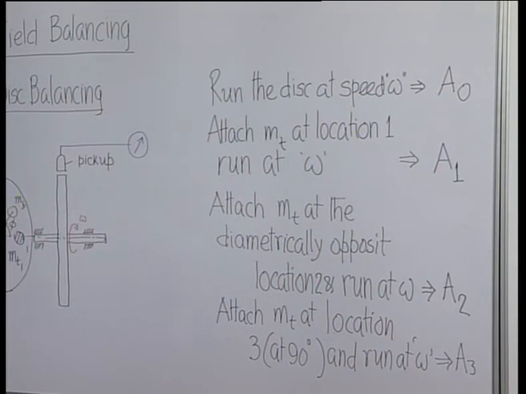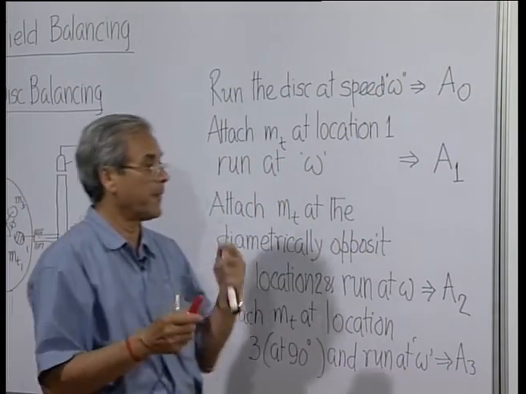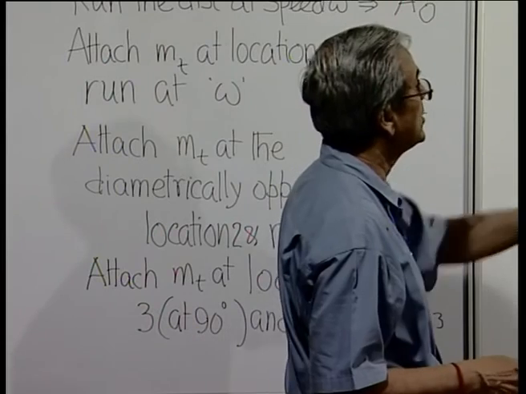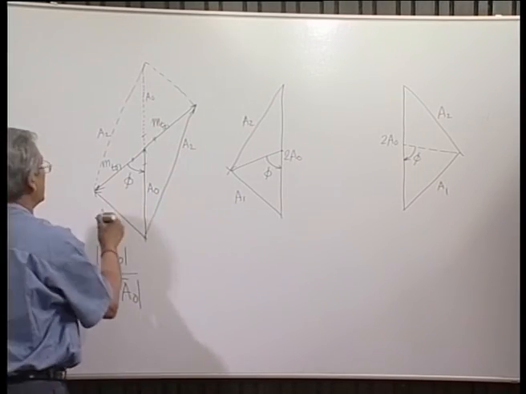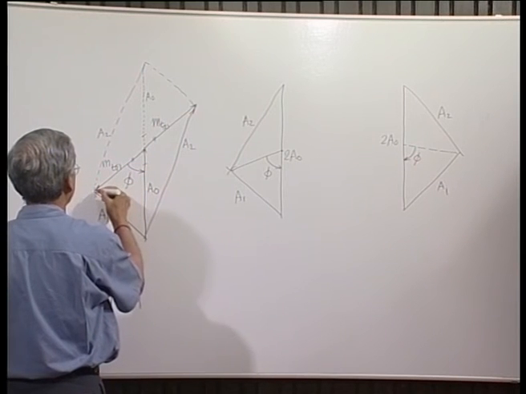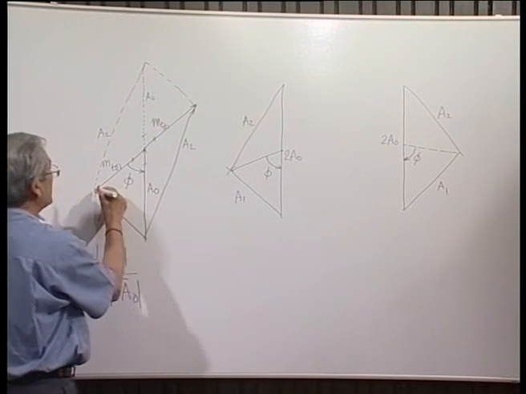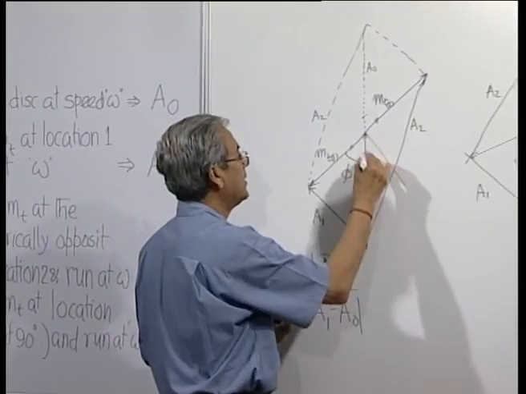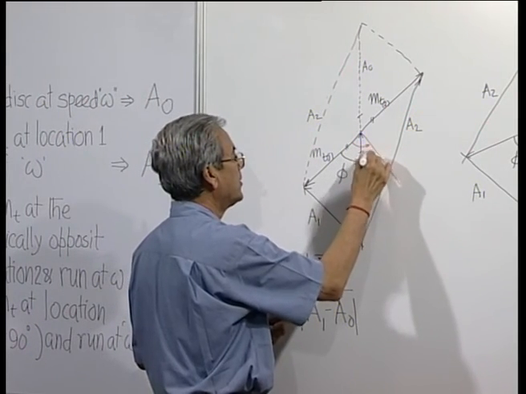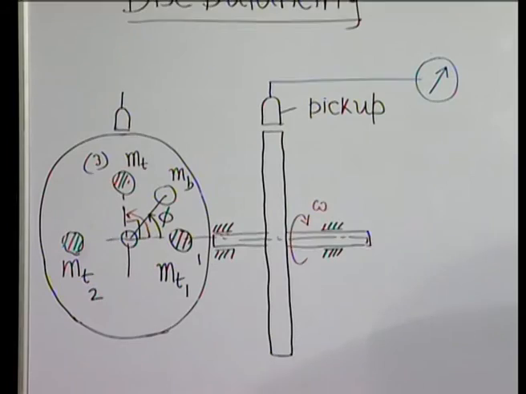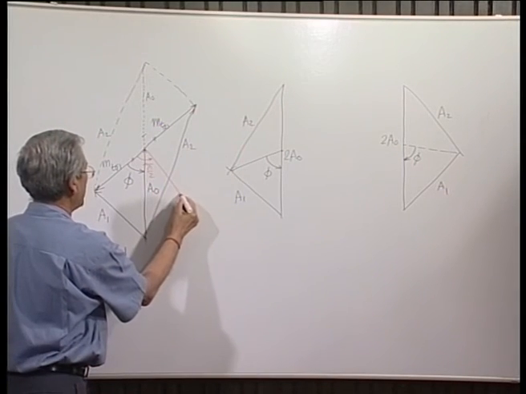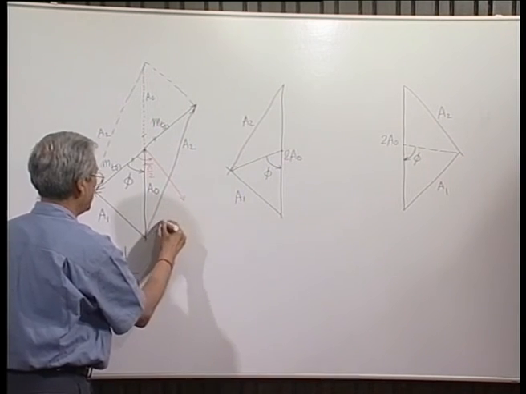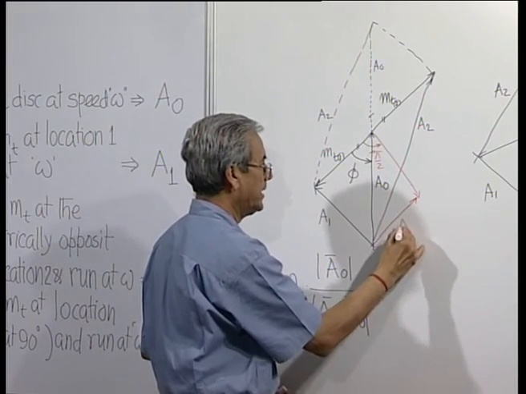Here, with this data, it is possible to distinguish between the two. Say if this is the situation, this is the effect of the trial mass in position 1, then what will be the effect of the trial mass at 90 degrees? When rotated by 90 degrees, as you have done here in the anti-clockwise direction, the effect also will be shifted by 90 degrees this way, and the resultant effect will finally be A3.